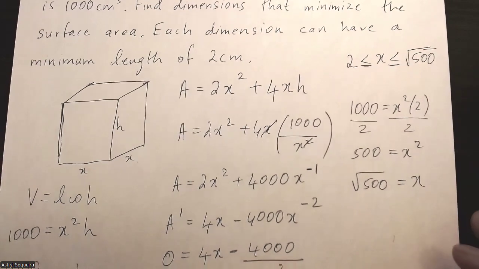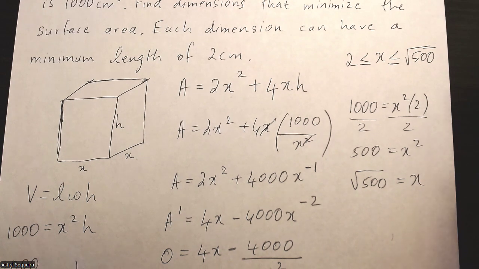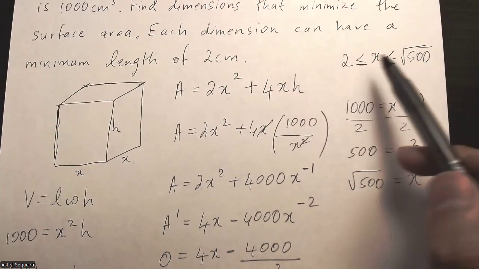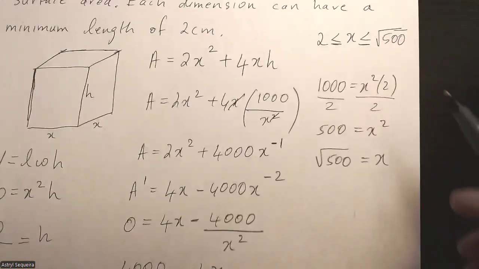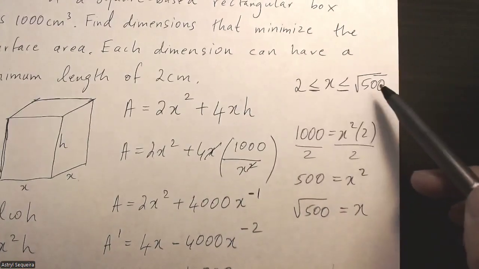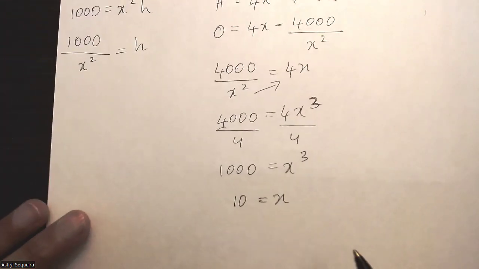You can simplify that if you want. I know that can be simplified, but I'm not really going to bother simplifying it right now. But if you had to, it would be 10 root 5, basically, if you did simplify that square root. So that's my domain in the question. And this is my critical point. And I know that 10 is between 2 and square root 500. So this critical point is valid.